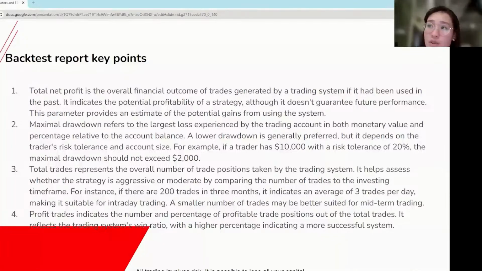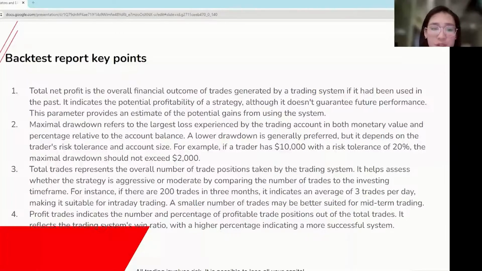Secondly is maximal drawdown, and this refers to the largest loss experienced by the trading account in both monetary value and percentage relative to the account balance. So a lower drawdown is generally preferred, but it depends on the trader's risk tolerance and account size. For example, if a trader has $10,000 with a risk tolerance of 20%, the maximum drawdown should not exceed $2,000.